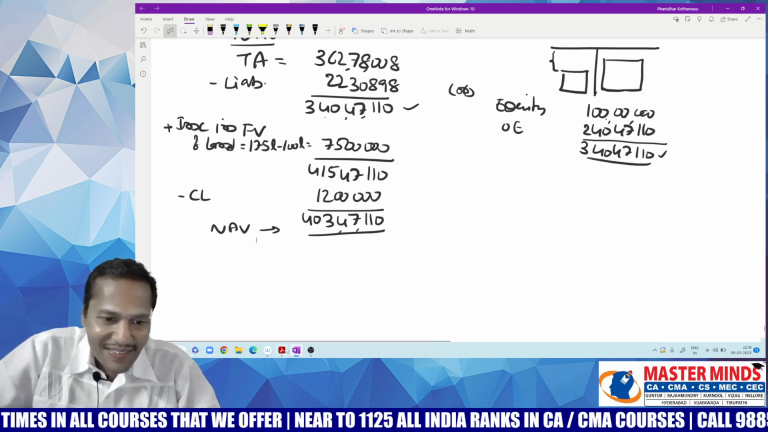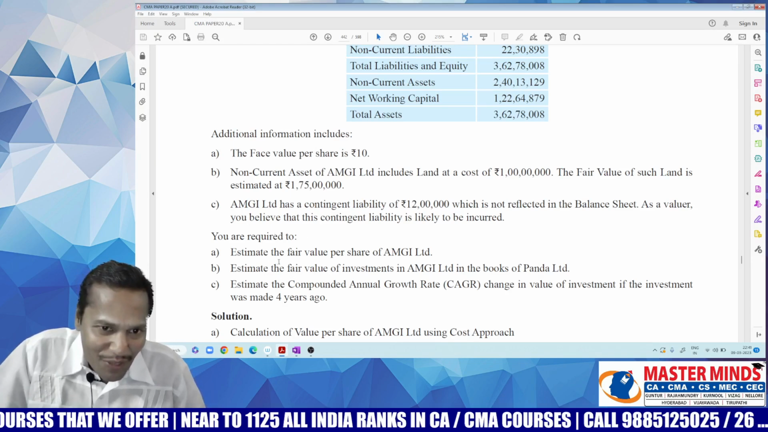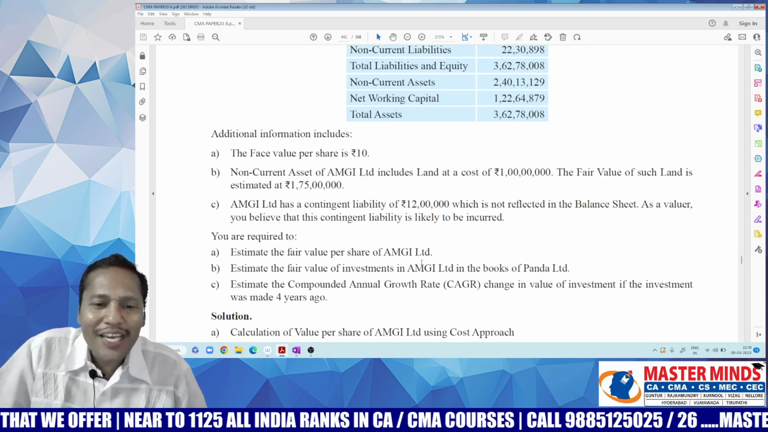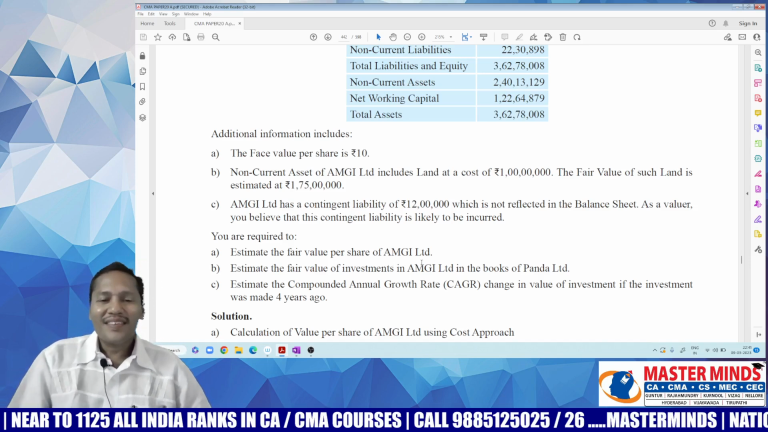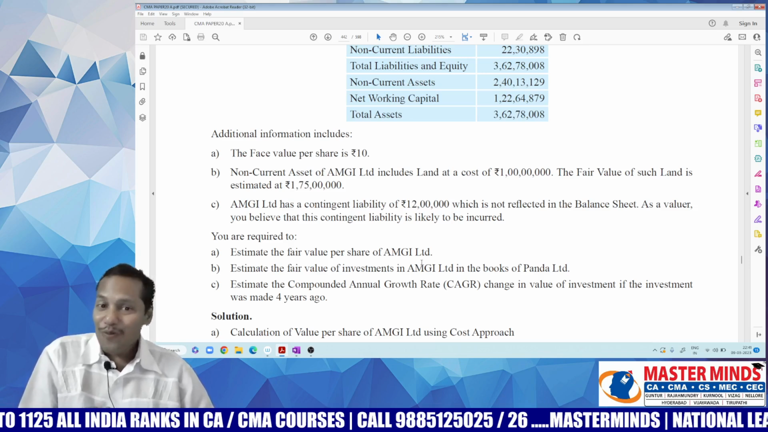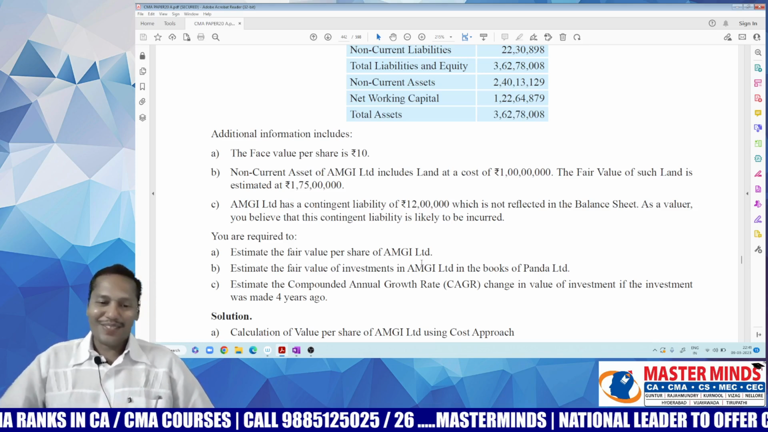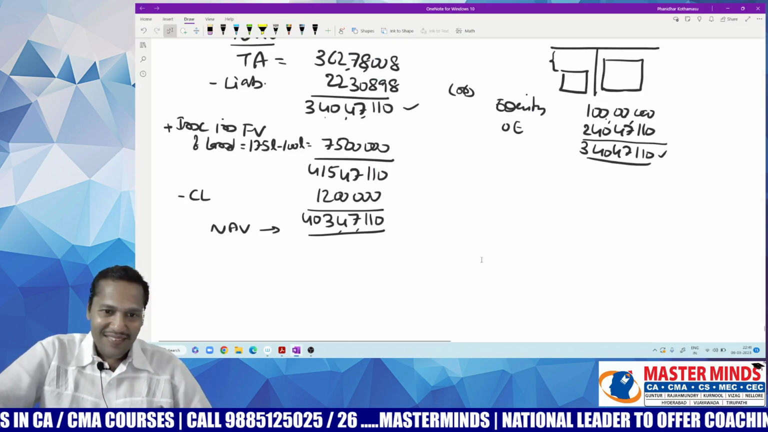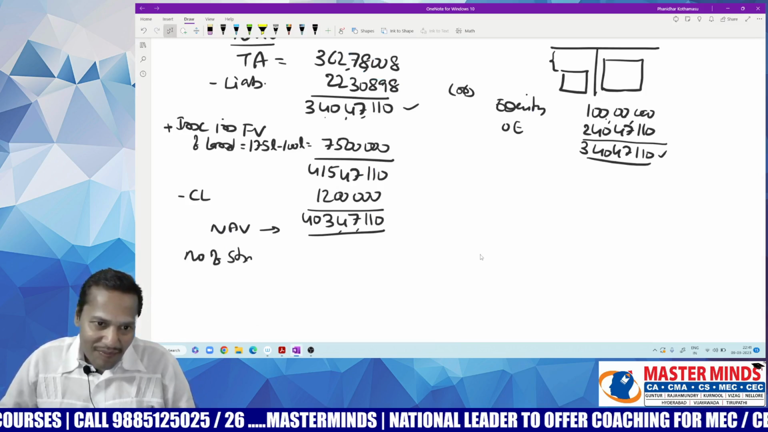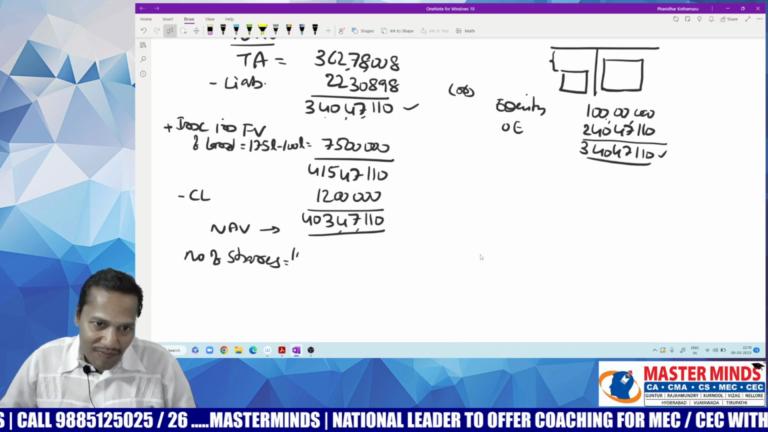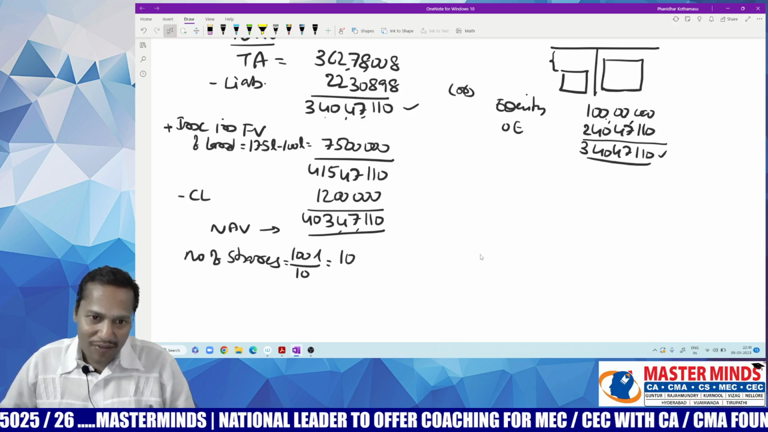Then, what are the questions? You are required to estimate the fair value per share of AMGA Limited. For the number of shares, 1 crore is the share capital and 10 rupees is the face value of the share. Share capital of 100 lakhs divided by 10 gives 10 lakh shares.